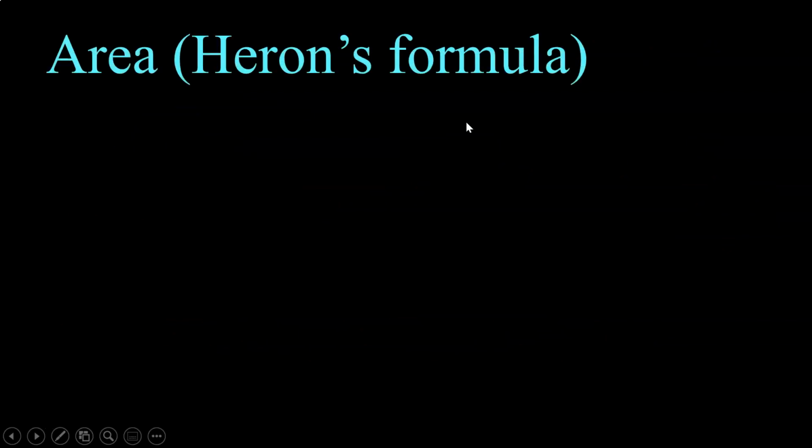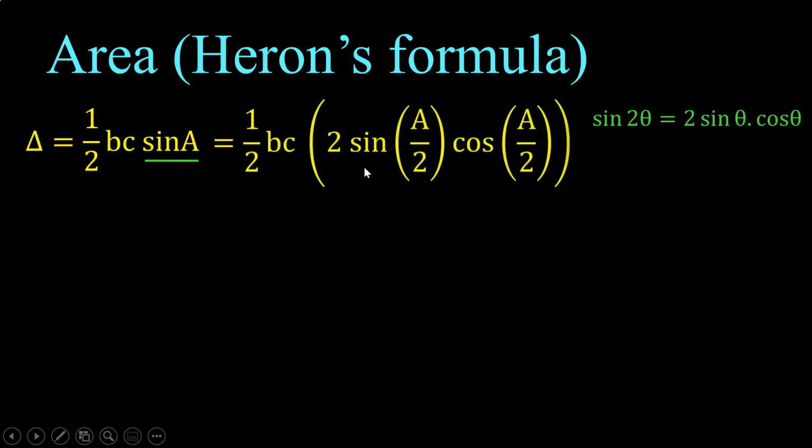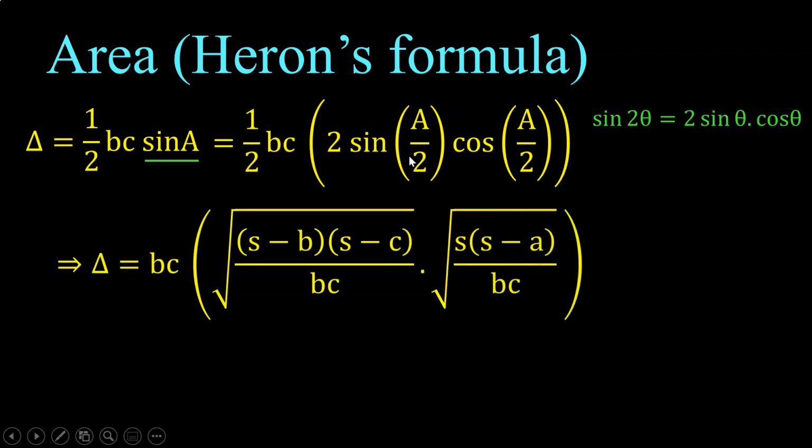Now let us derive Heron's formula, the famous formula for area of triangle. So we have area is equal to half bc sin A. Now we know that sin 2 theta is equal to 2 sin theta cos theta. Using this, we can write sin A as 2 sin A by 2 cos A by 2. So we have bc sin A by 2 into cos A by 2, and now we know the formulas for sin A by 2 and cos A by 2 from the half angle formulas.